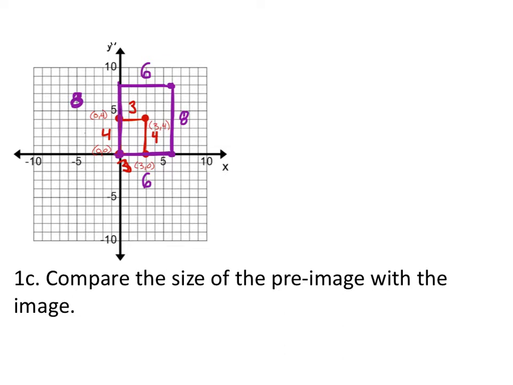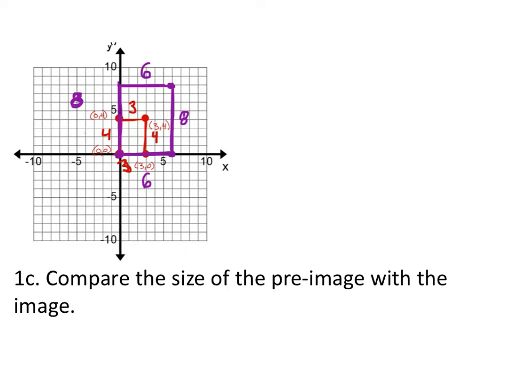Alright, here's what we should realize about the size of the preimage with the image. And just as a quick review, the preimage is the red shape, which is the shape that we started with. And the image is after it's been transformed, which is, in this case, the purple one.